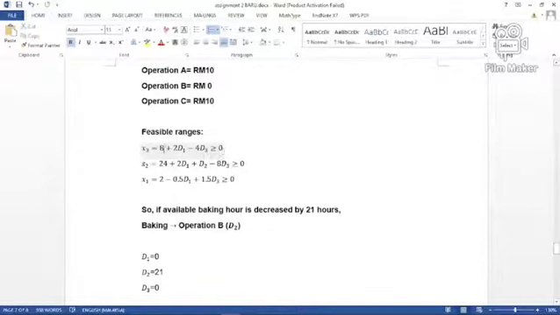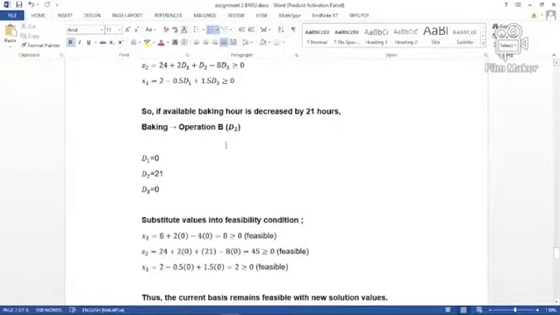in which for x3 we have 8 plus 2D1 minus 4D3, for S2 we have 24 plus 2D1 plus D2 minus 8D3, and next one we have 2 minus 0.5D1 plus 1.5D3, and all of them have to be bigger than 0, or at least a non-negative number, because the right hand side could not be negative.